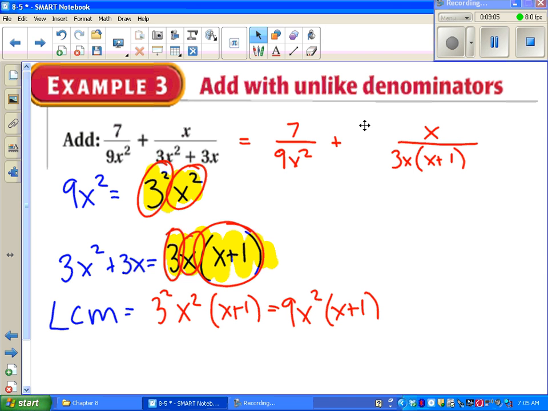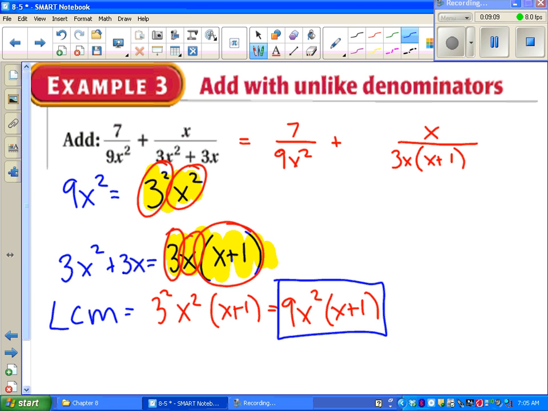Now let's look at what we're missing from our LCM. I need 9x squared times x plus 1. My first fraction just needs the x plus 1, so I put it on top and bottom. My second fraction only has a 3, I need 9, so I'm going to need a 3 on top and bottom. I also need an x squared, but I only have x, so I'm going to include an x. I don't need the x plus 1 because I already have it.